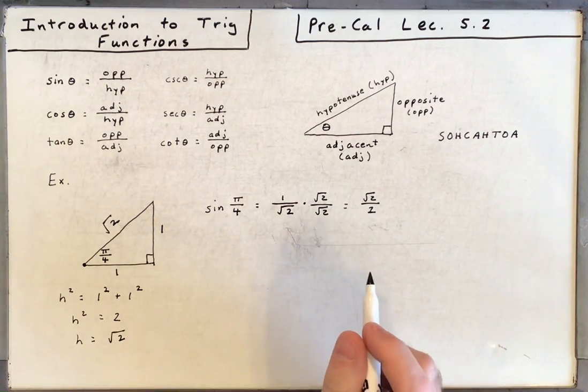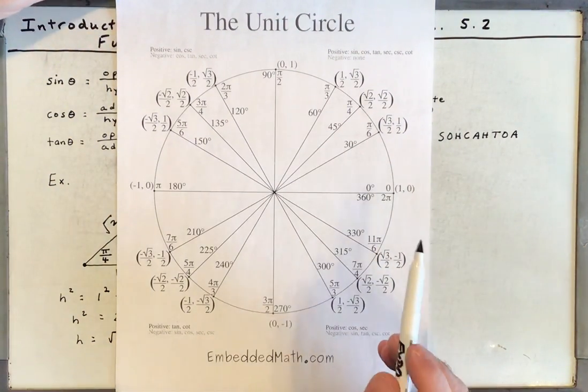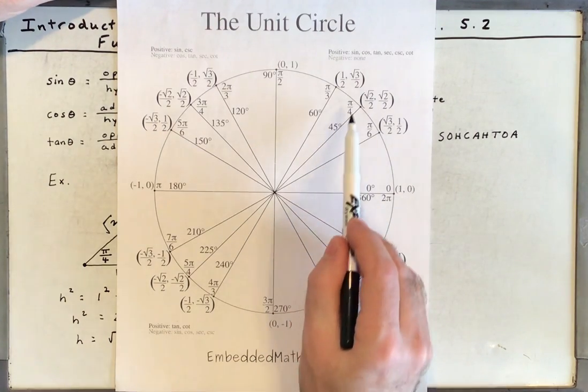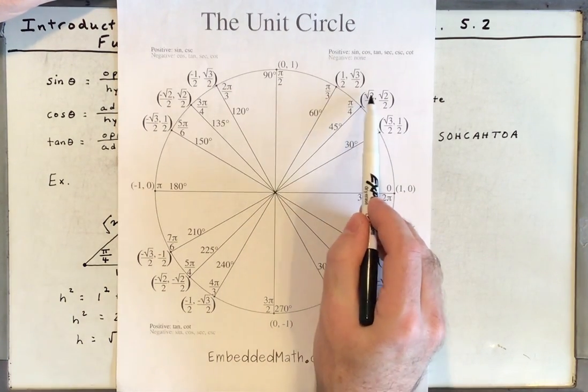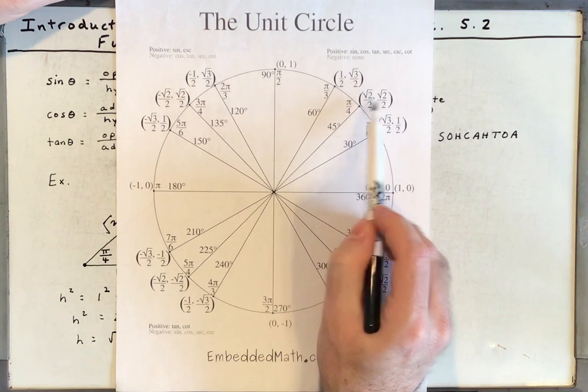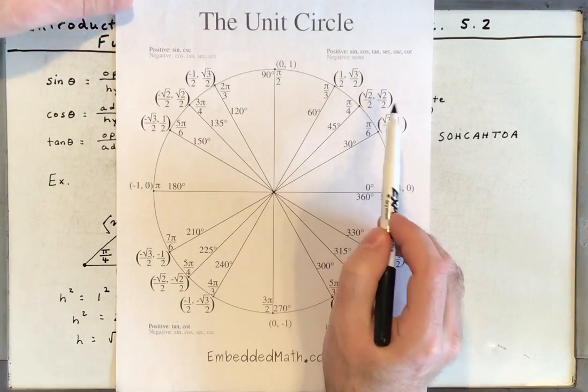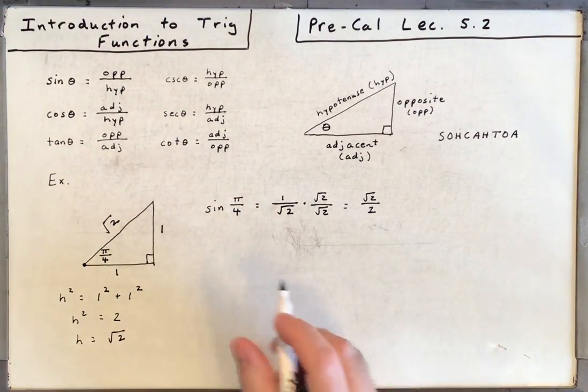If you look at the unit circle, the way that you read it is, here's our angle pi over 4. First is cosine, then sine. So you can see that the sine of pi over 4 is the square root of 2 over 2. So that's where it comes from.